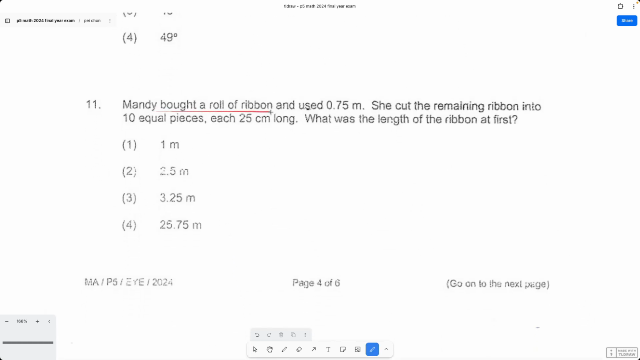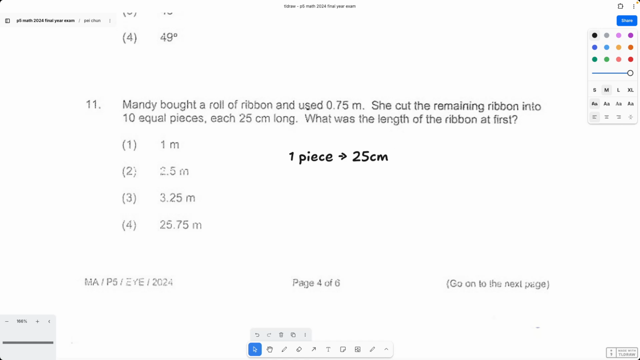Mandy bought a roll of ribbon and used 0.75 meters. She cut the remaining ribbon into 10 equal pieces, each 25 centimeters long. What was the length of the ribbon at first? Okay, so we know that one piece is equal to 25 centimeters, which is also equal to 25 divided by 100, equal to 0.25.